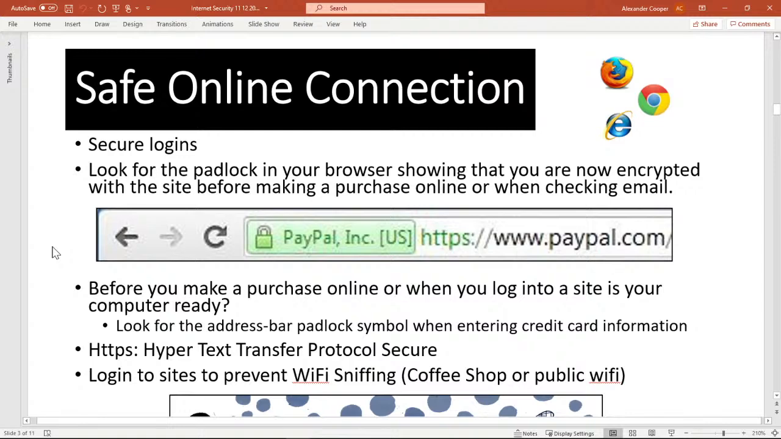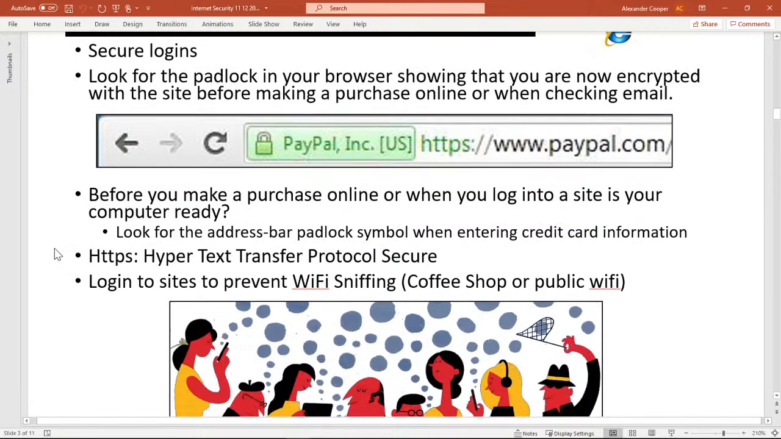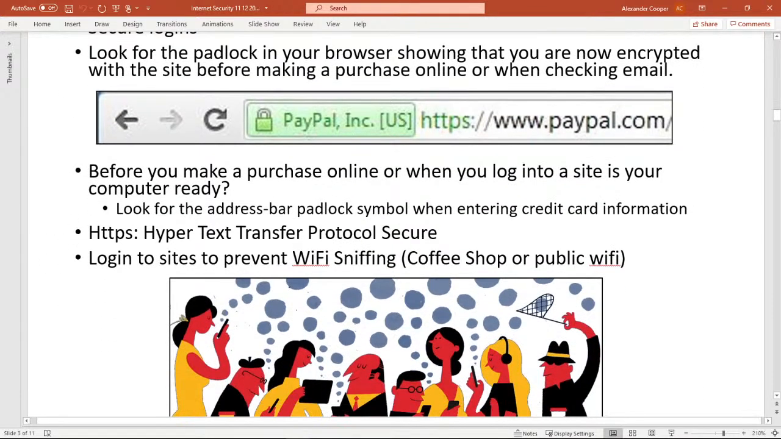All right, so safe online connection, secure login. A big one is to make sure that when you're logging into a website that you do see the padlock on here, or it says HTTPS.